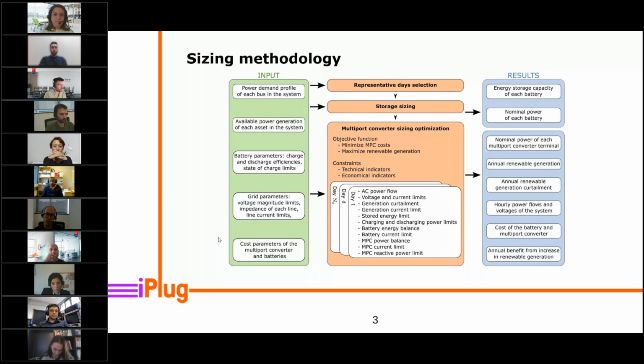Depending on the methodology, we have these first two steps as optional. Since the amount of data can be very wide for the sizing, sometimes what we do is choose a specific number of representative days to ensure the sizing is computationally short enough. The storage sizing is also an optional part that, depending on the problem we want to solve, we could have or not. The main core of the sizing methodology is the one I'm showing here.